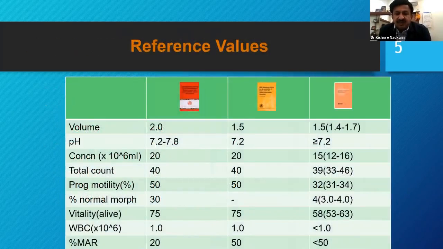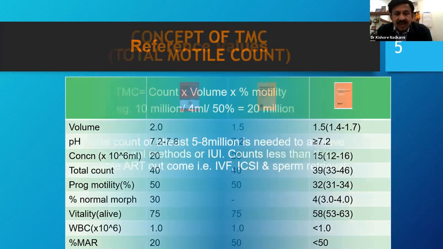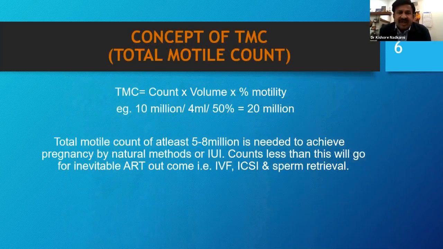As you know, the 5th percentile values are the minimum values required for fertility: 1.5 ml volume, 7.2 pH, 12 to 16 million concentration, a motility of at least 31% progressive, a morphology of at least 4%, 58% vitality, and a WBC of less than 1 million, and 50% antibodies. Total motile count we always do in all the cases, and it is usually written on the lower left hand side of the semen report. It's the count multiplied by volume multiplied by motility.